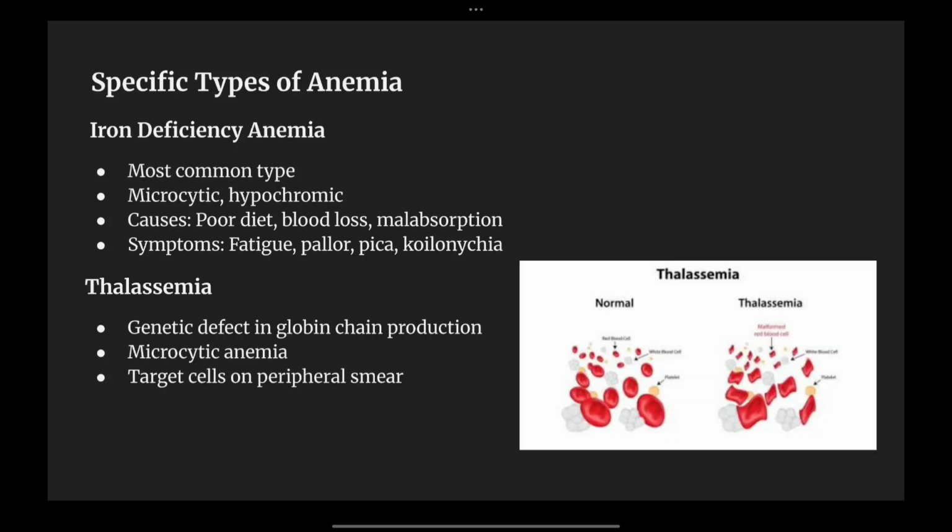So that is pallor. Now coming to thalassemia, the second type of anemia, it is a genetic defect in globin chain production, and it can lead to microcytic anemia. Target cells on peripheral smear can show the genetic defect of red blood cell production, globin chain production, leading to thalassemia.